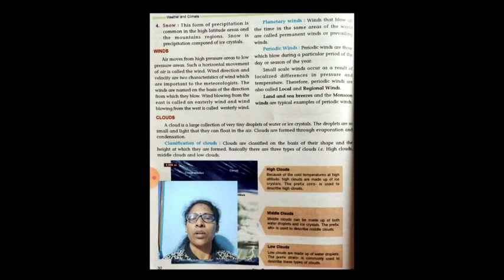Fourth, snow. This form of precipitation is common in high altitude areas like mountainous areas. Snow is precipitation composed of ice crystals. So the precipitation comes in the form of snowfall, which is nothing but ice crystals.